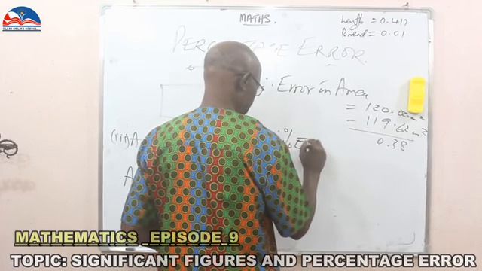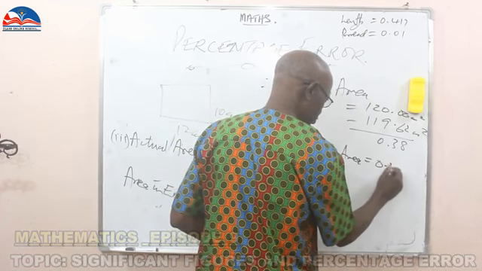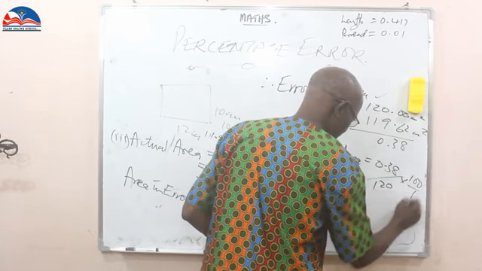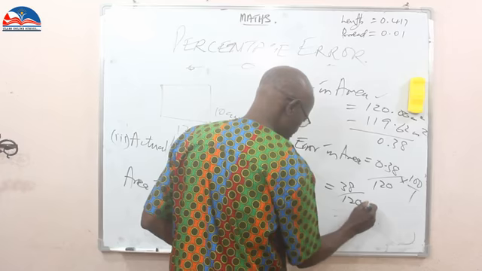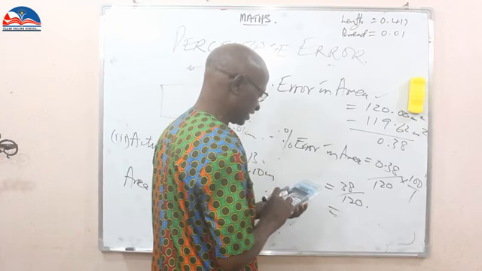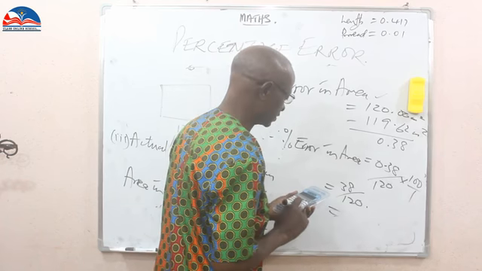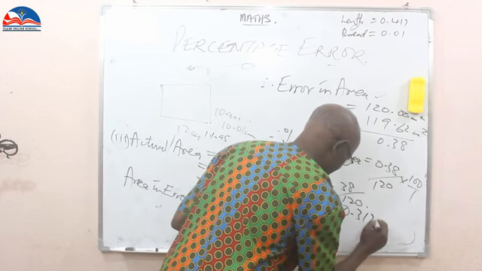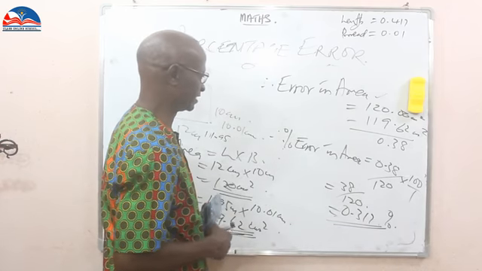Therefore, percentage error in area, of course, you define it, equals the error you observe over the actual. Actual is 120, times 100 over 1. So it becomes 38 over 120. Then 2 can go. 38 divided by 120 gives us 0.316667. That is the percentage error in area. That's our percentage error.